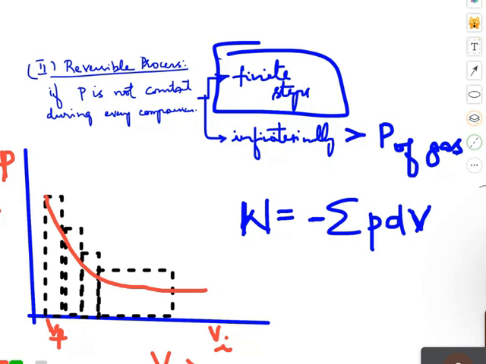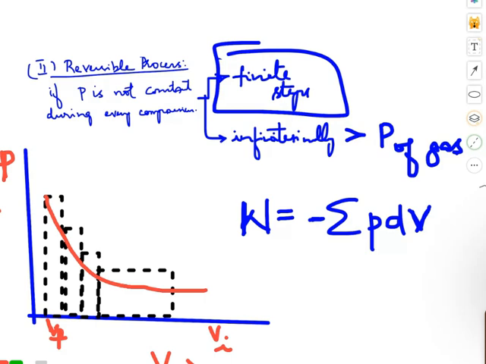This is if it is changing in a finite number of steps. So you calculate P1 dV1. Next will be P2 dV2. So you sum all of them. That's going to give you the total work done when it is changing in a finite number of steps.